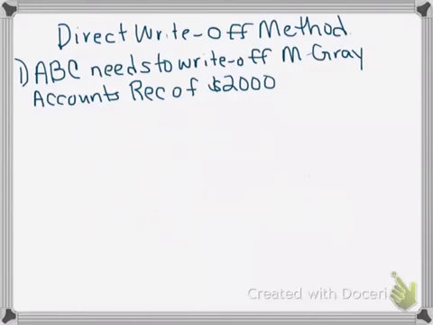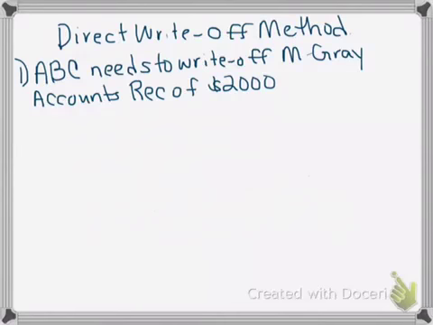Because inevitably when we extend credit to customers, there are going to be some customers that just do not pay us. And so in order to keep our records in accordance with generally accepted accounting principles, we have to write those amounts off because our accounts receivable will be overstated if we didn't write those amounts off. Now, as I said before, there are two ways to do it.